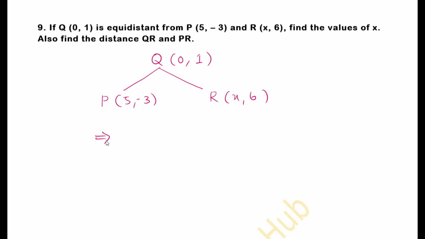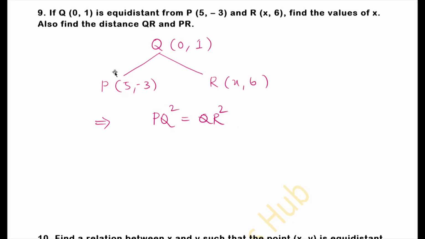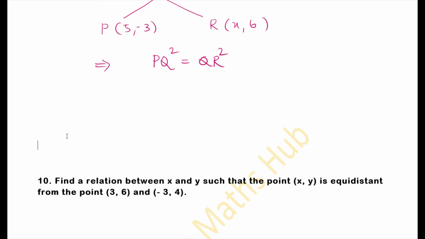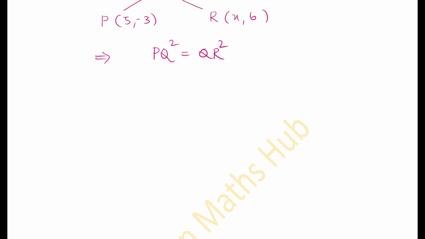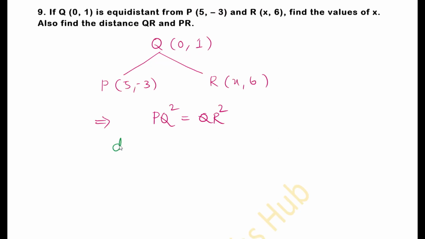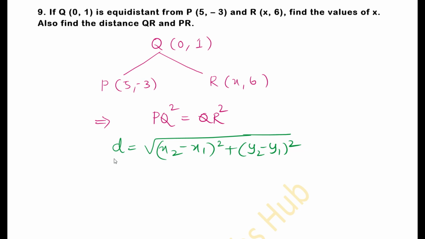Students, they have given the condition equidistant, that means PQ will be equal to QR. Now I'll square on both sides to remove the square root so that it will be easy to simplify. By using the distance formula, d equals square root of x2 minus x1 the whole square plus y2 minus y1 the whole square, we'll find out the length PQ and QR.